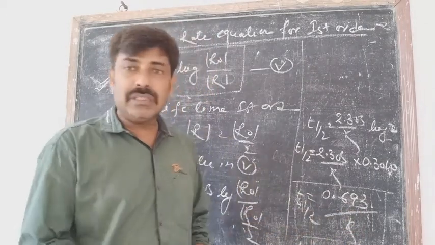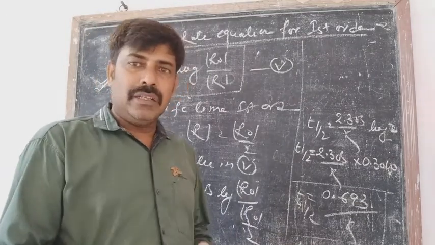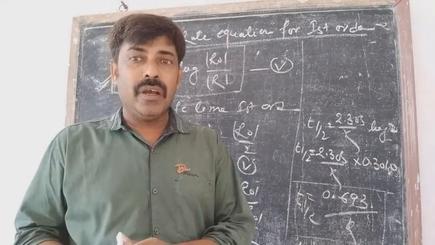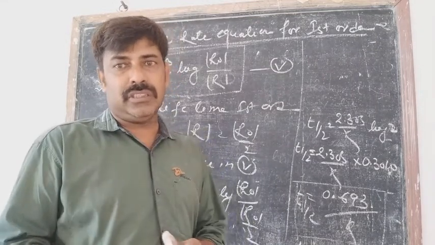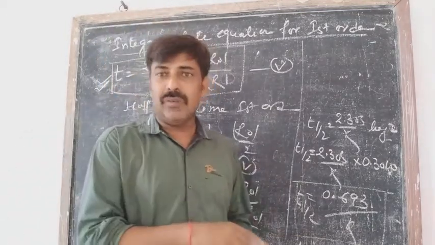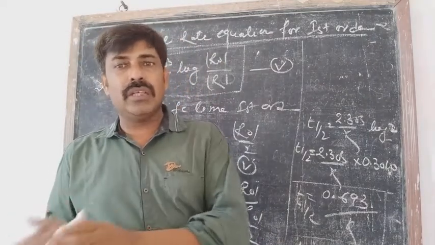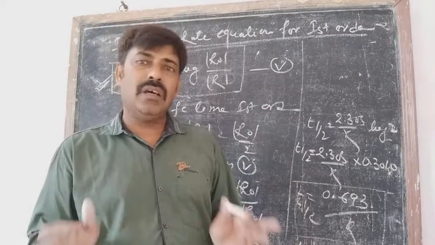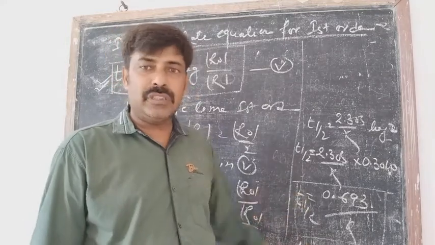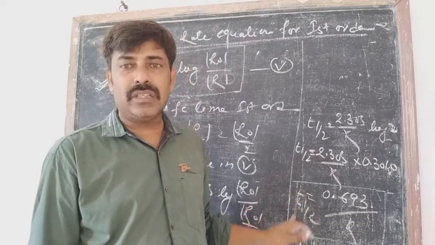That means the initial concentration is not involved in this equation. Or simply you can say that the half life period for a first order reaction is independent of the initial concentration. There is no factor that can disturb the T half value, whether the initial concentration is high or low, whether the temperature is high or low, that does not matter. The half life period must remain the same, and this is the information we get from this equation. So T half equal to 0.693 upon K.